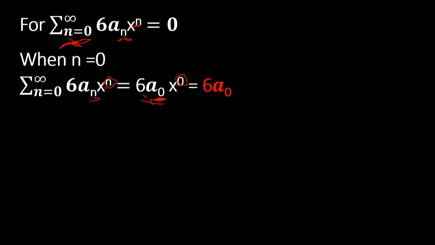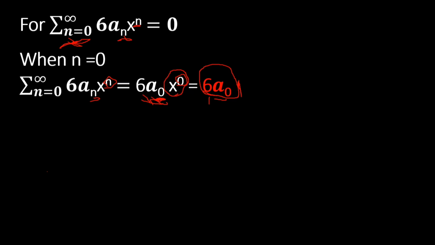So this 6, here it is. A subscript 0, here it is. So x raised to the power of 0 will give me 1, so I don't need to write the 1 here. So this is what we arrive at when n equals 0.